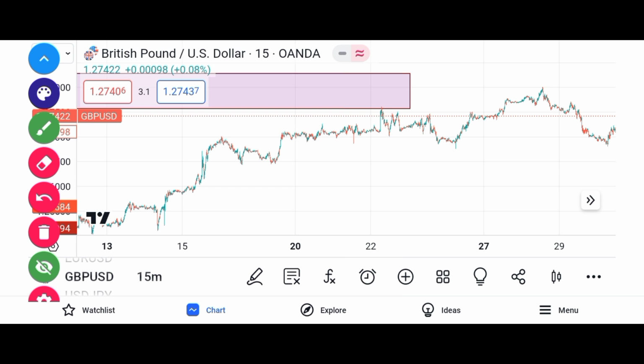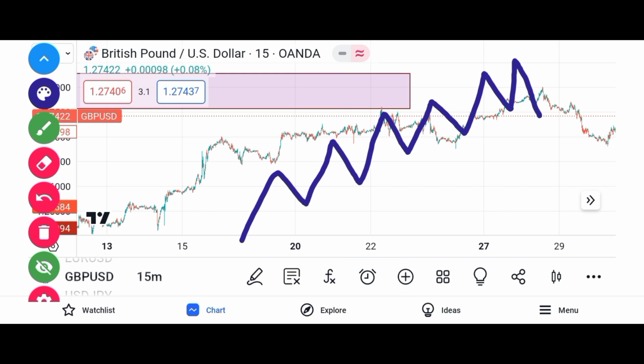Institutional structures. Basically, it's simple. If a market is in an uptrend, what is it doing? It is more often breaking structures to the upside. Sometimes it can break structures to the downside, but they still continue to the upside. This is what the market does every time.